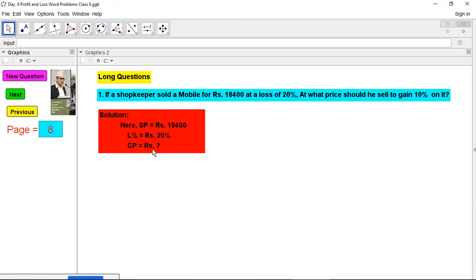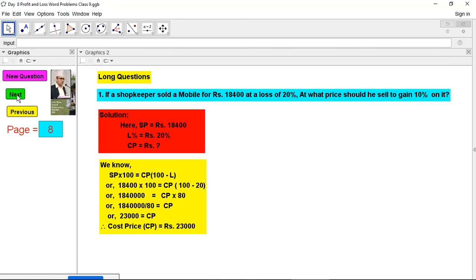Let me check. Let me highlight. Let me solve. Dear students, here we have given 18,400 selling price, 20% loss. We need to find the cost price, because without finding the cost price, we cannot find the selling price for the next condition. So our first condition is finding CP.